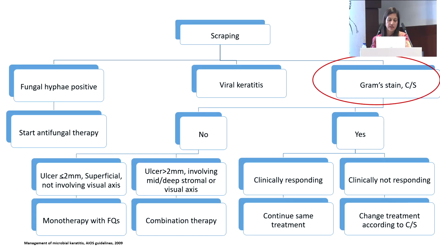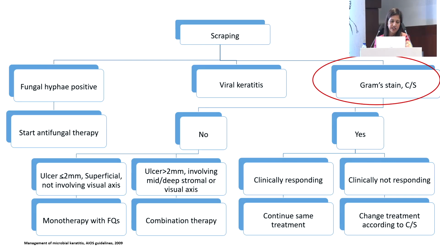So the general management scheme is that after scraping, if fungal hyphae are seen, then you start antifungal therapy with 5% natamycin. If you see organisms on Gram staining and the patient is clinically responding, then you can continue with the same treatment. If clinically it's not responding, then you have to change the treatment according to culture sensitivity. But if the patient is responding and your culture sensitivity shows some other organism, then you never change the treatment. You go by the clinical response only.